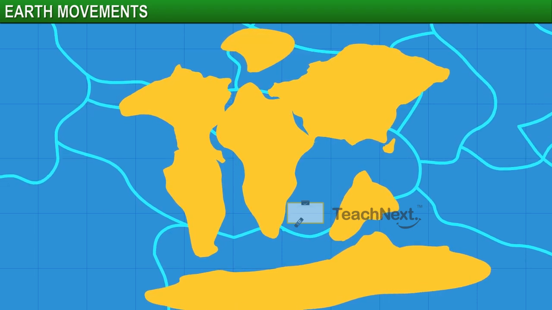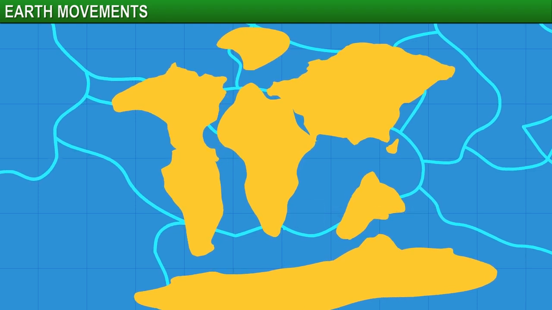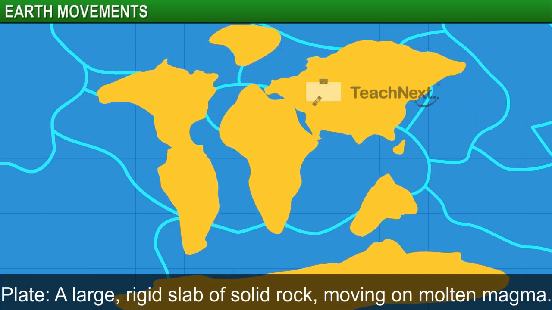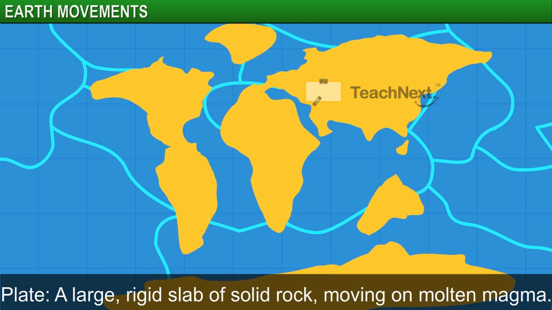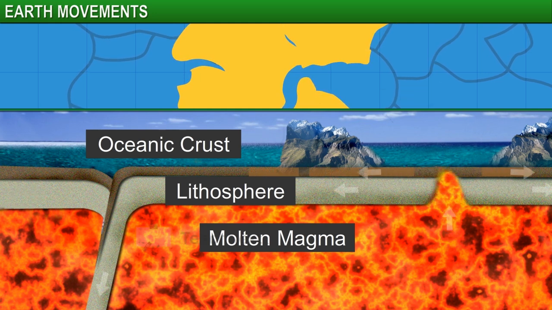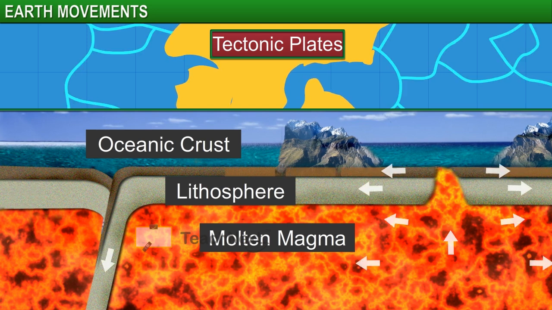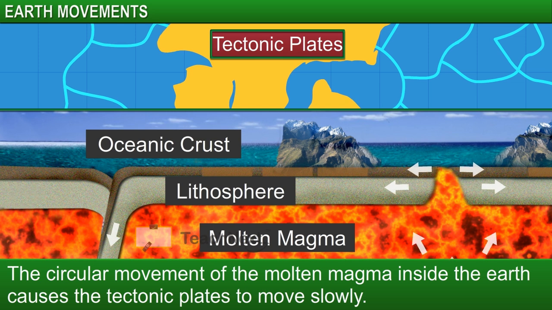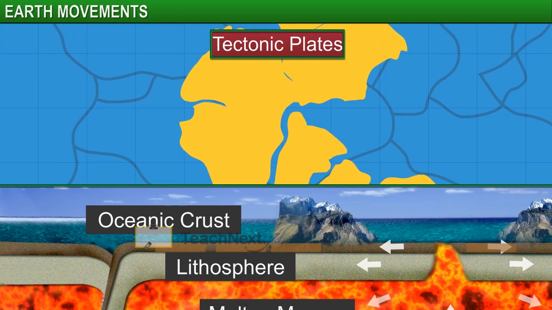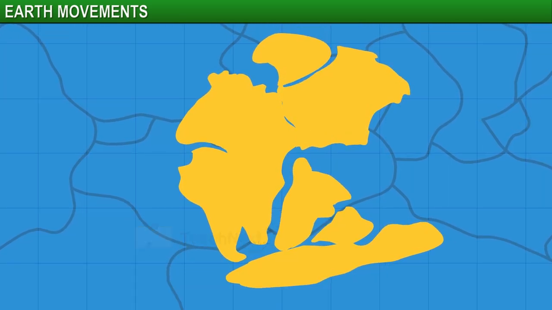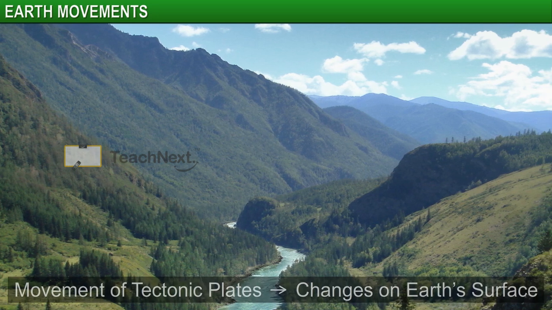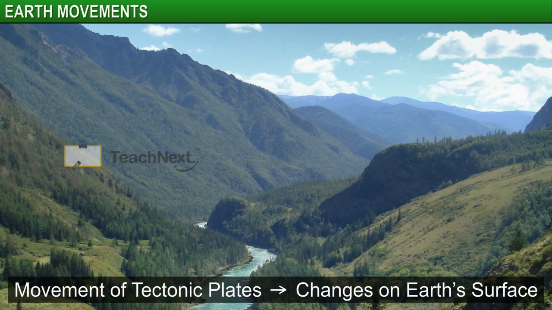A plate, in geological terms, is a large, rigid slab of solid rock moving on molten magma on the Earth's surface. The circular movement of the molten magma inside the Earth causes the tectonic plates to move slowly. This movement can be as little as a few millimeters each year. However, slowly, this movement causes changes on the surface of the Earth.